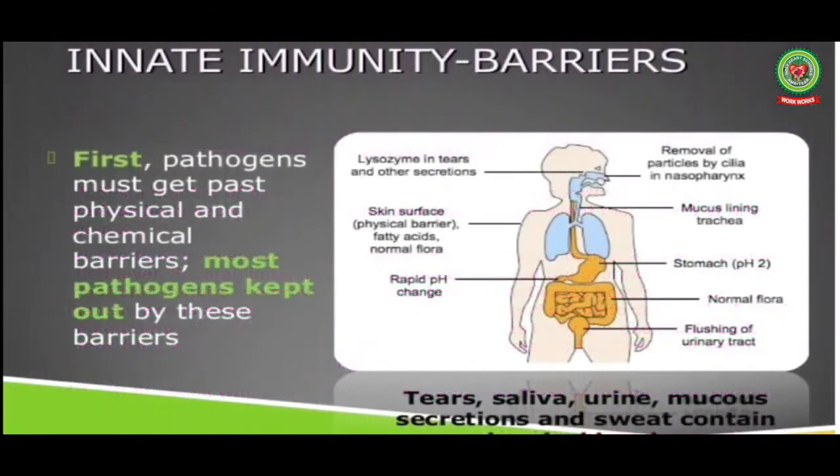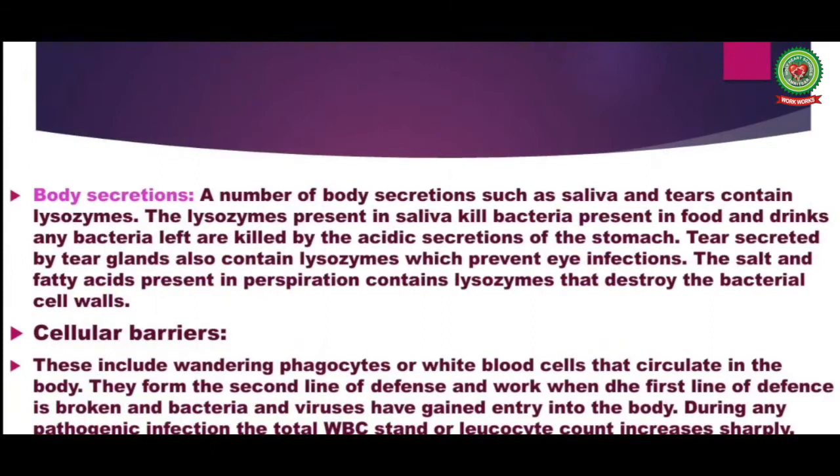Now, here we'll be discussing the various body secretions, including tears, saliva, urine, mucous secretions, and even the sweat, which contain chemical barriers. A number of body secretions such as saliva and tears contain lysozymes. If we break the word, lyso comes from lysis, and zyme means enzyme. So these are the enzymes present in saliva and tears that help to kill the bacteria.